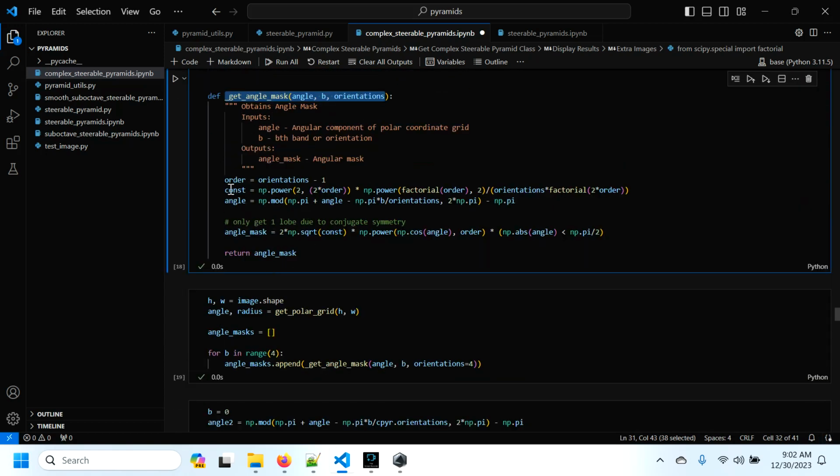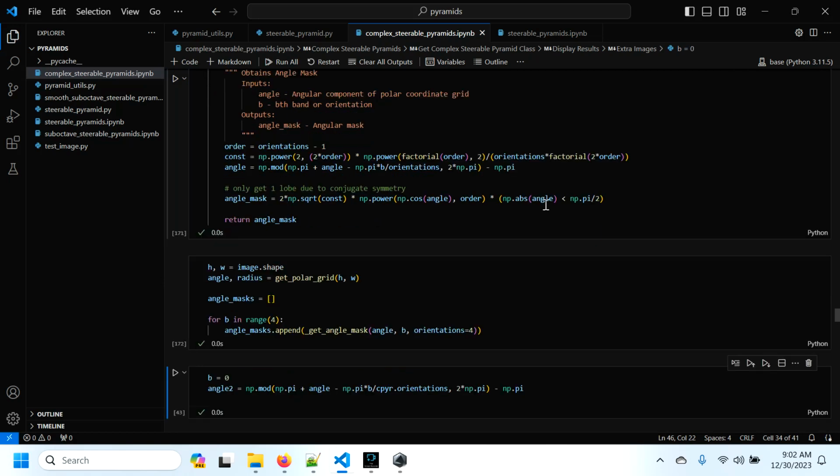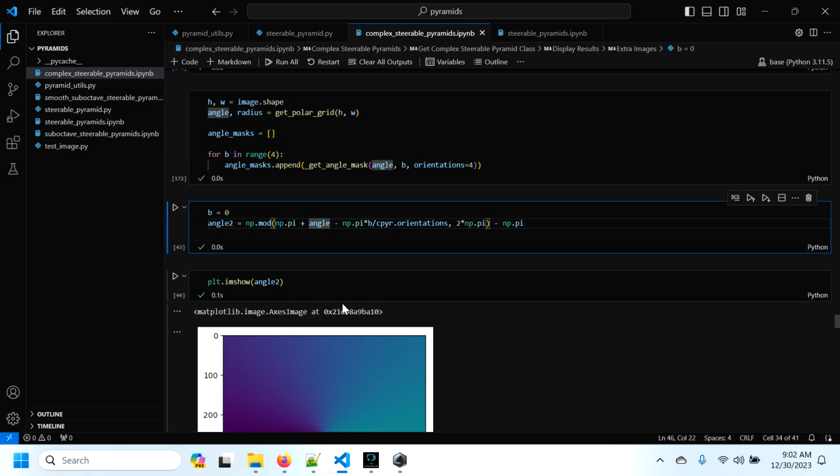So we are basically going to take one lobe right here. And we have this factor right here, which is the difference. And we're not taking the absolute value like we did with the regular pyramid. But this right here is going to make sure that we don't get any negative frequencies, because the complex pyramid is positive frequencies only. So we're going to get our angle mask, but let's mess around with angle too.